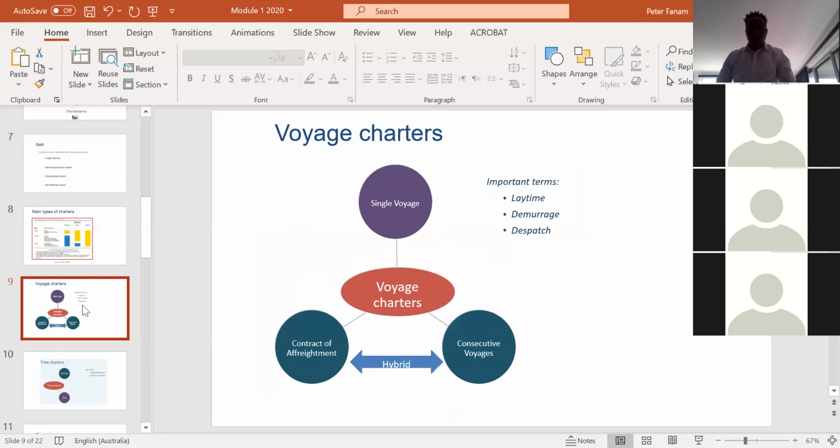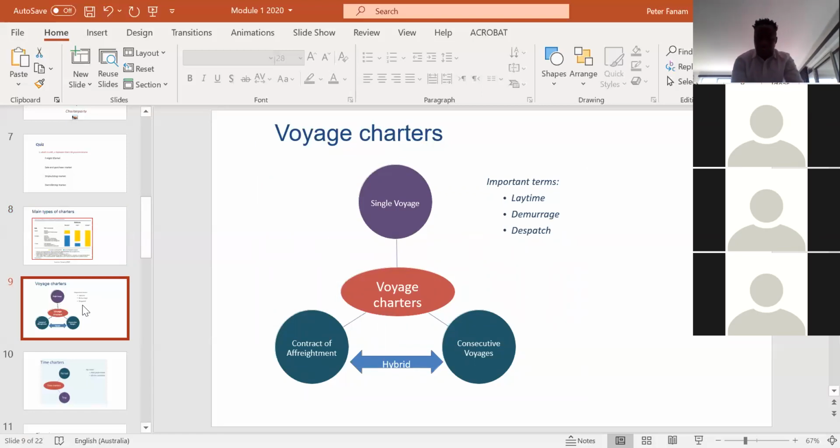So now let's look at the voyage charter. Voyage charter can be broken down into three main areas, which are a single voyage, consecutive voyage, and then the contract of affreightment. And in all these, under the voyage charter, the key important item to look out for is the lay time. I'll talk about lay time briefly, but let's talk about a single voyage.